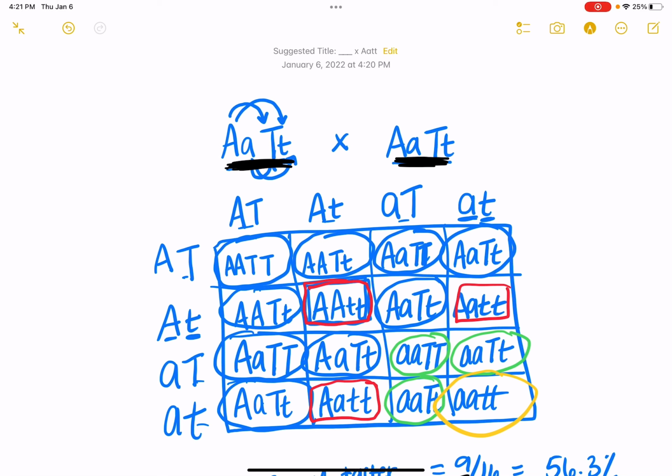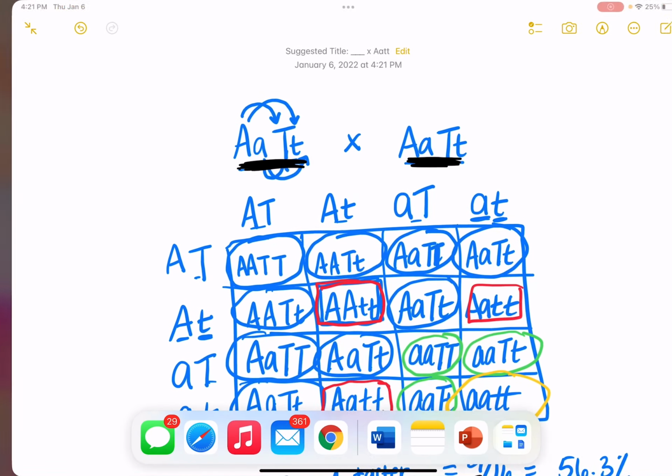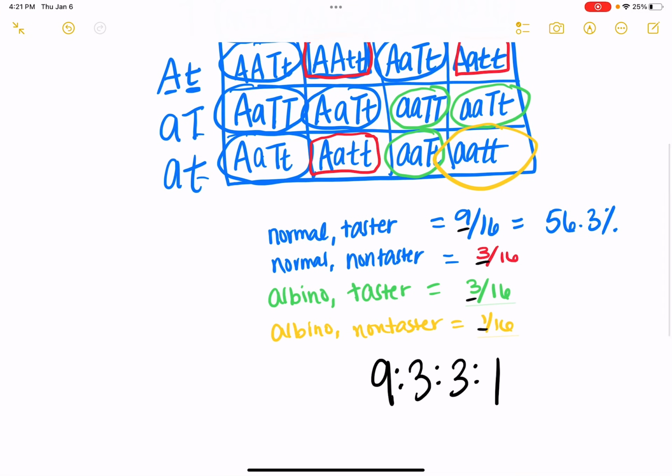They have to both be heterozygous for both traits. Now, the 9 is always going to be 2 dominant traits. Being a normal skin color and being able to taste PTC, those were both dominant traits. The 3s are going to have a dominant trait paired with a recessive trait, okay? Normal skin and a non-taster, taster and an albino. A dominant trait and a recessive trait are going to be your 3s, okay? And then the 1 is going to be both recessive traits, all right?